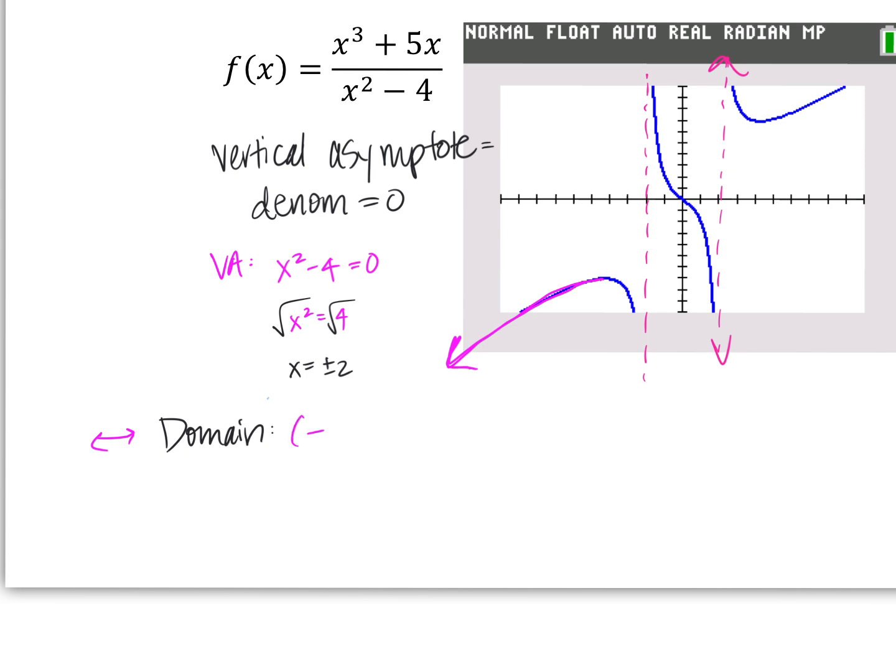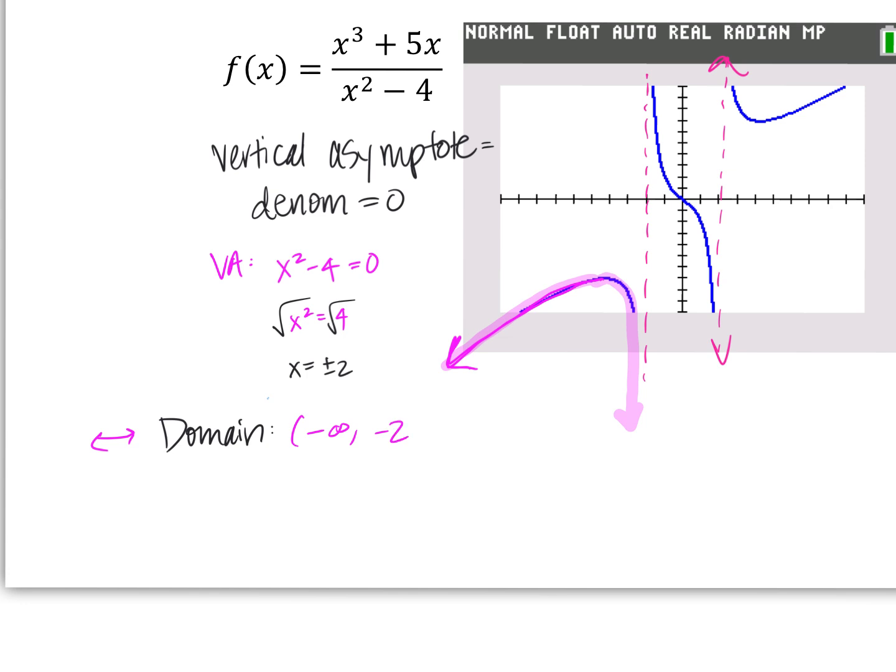Negative infinity, I dig it, Jackson. Until, this is funky, we haven't done this. I'm going to highlight, okay, ready? I'm on the graph, I'm on the graph, I'm on the graph. Where does my domain stop there? At that vertical asymptote, right? So I'm going to say negative infinity to -2.